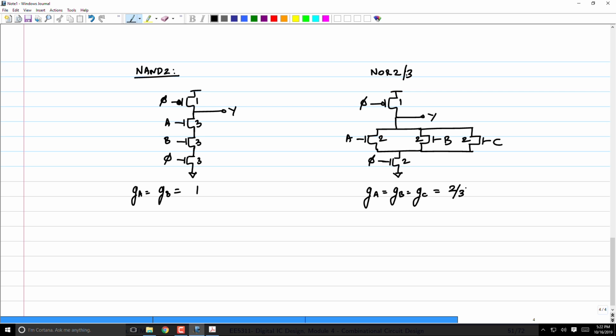It is. That's the biggest advantage of a dynamic NOR gate. What would otherwise scale as 2n plus 1 logical effort is now simply going to be 2 by 3, a fixed number irrespective of the number of inputs. Clear? Any questions here? Yeah.